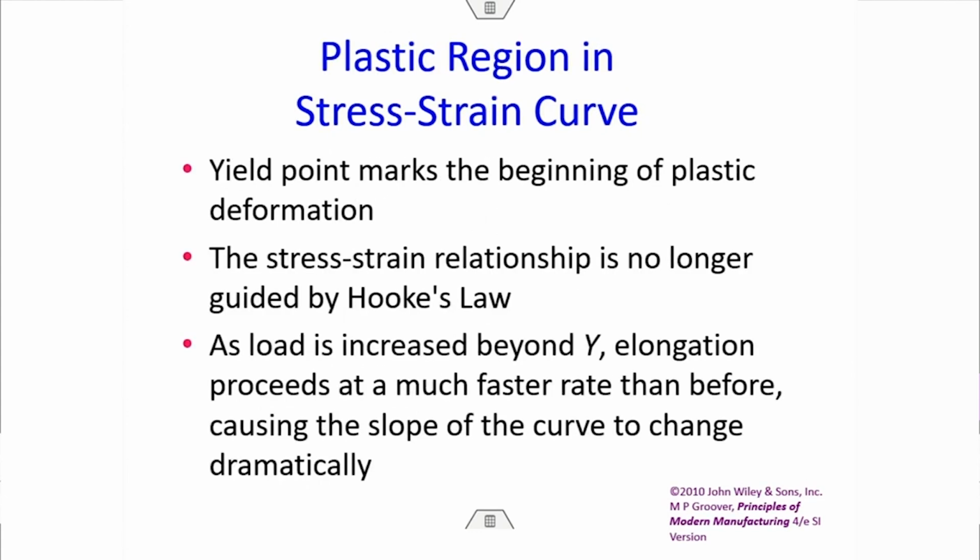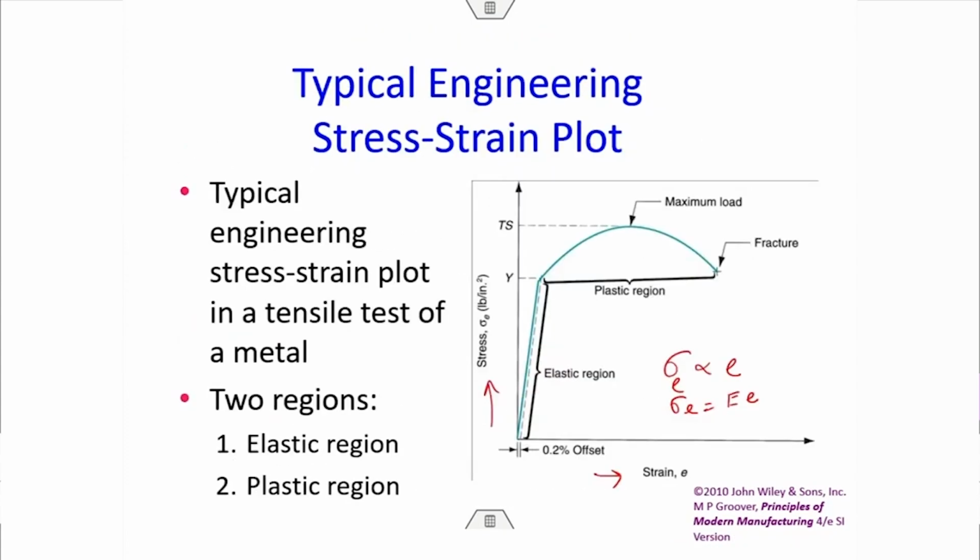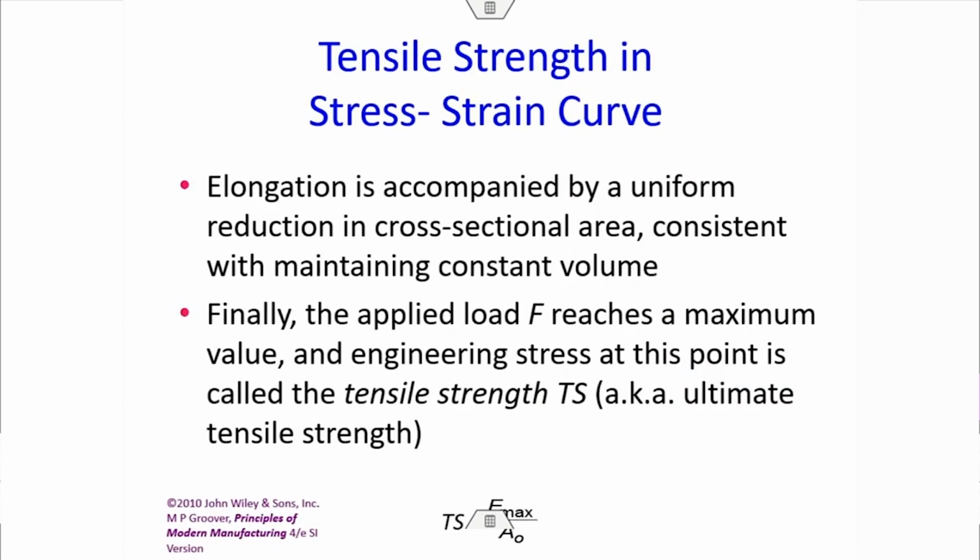So, in the plastic region, the stress strain relationship will no longer be guided by Hooke's law. As the load increases beyond the yield point, elongation proceeds at a much faster rate than before, causing the slope of the curve to change dramatically. That is what you have seen, right? The slope has dramatically changed from the linear region. Elongation is accompanied by uniform reduction in the cross-sectional area, consistent with maintaining constant volume.